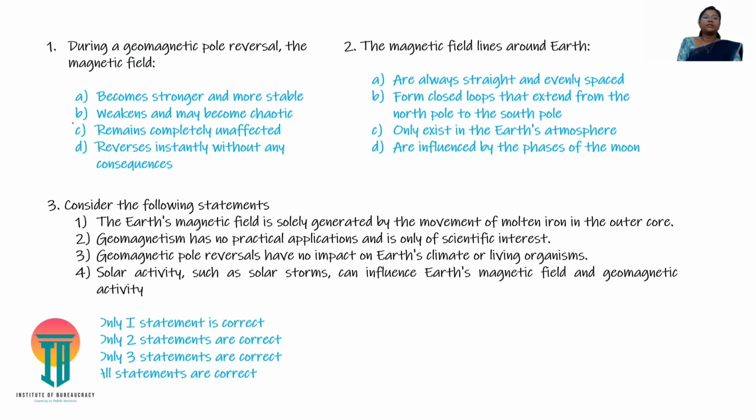Yes, the answer is B. It will weaken and it will become chaotic, right? The polar reversal is a very complex phenomena. Obviously, it will create some chaos in your magnetic field line.